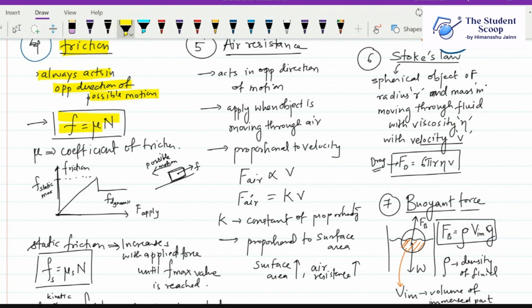The friction is given as F equals mu times N. So mu is the coefficient of friction, and N is the normal force. So it is proportional to the normal force. If the object is not in contact, there will be no friction, obviously.